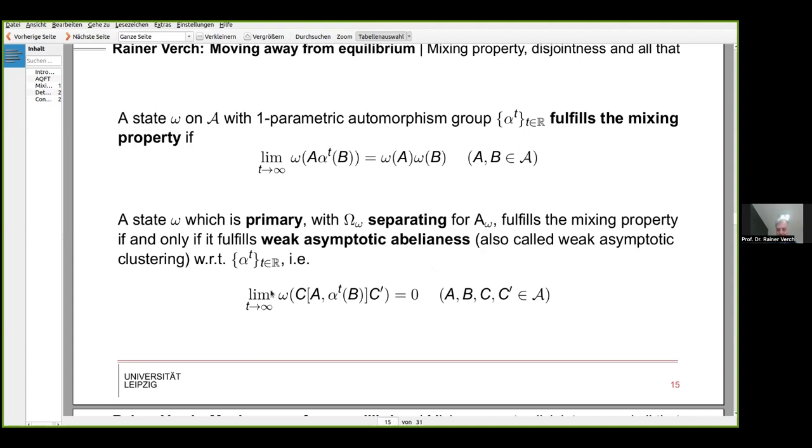This is apparently at first sight a weaker condition, and it is typically fulfilled for time shifts in quantum field theory. In particular, it's defined because of the locality property for shifts in space-like directions.